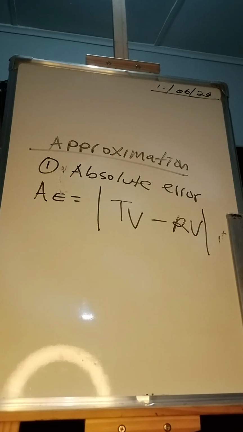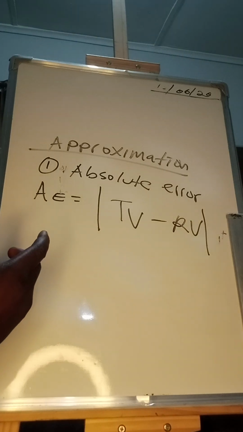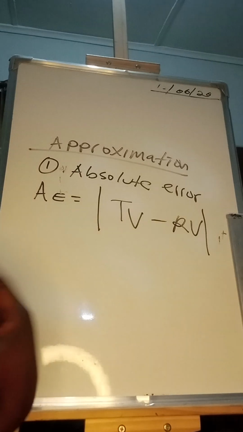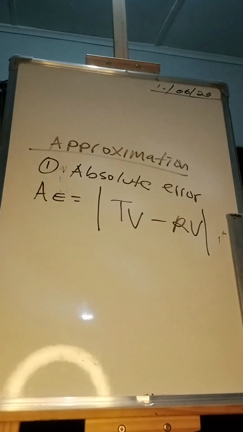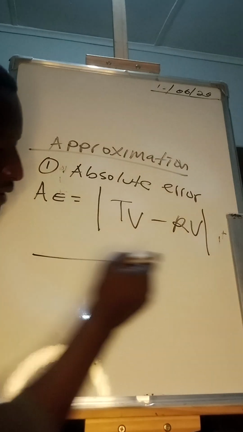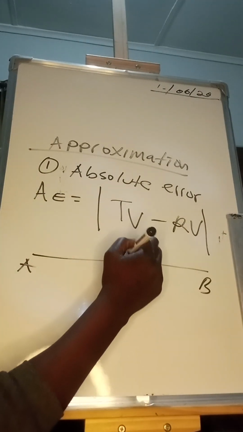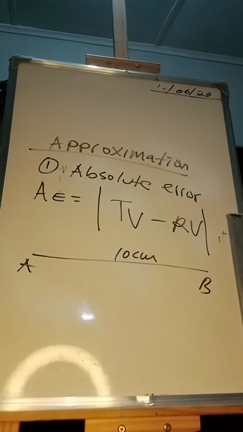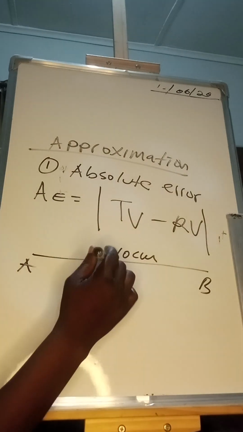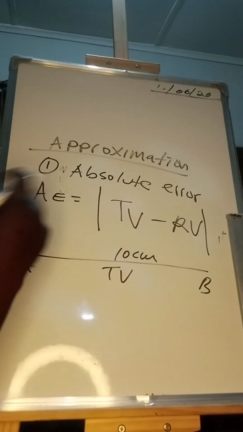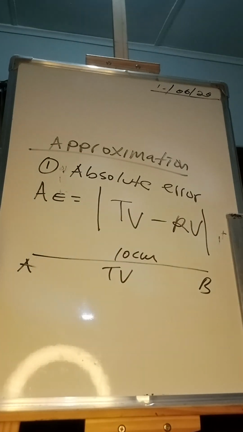When you look at the difference between the true value and the recorded value, that difference is the error that was made. For example, if we are given a line AB of 10 centimeters, this is the true value. What you are given is a true value. Then we try to measure this line once more. I can guarantee you not everyone will find 10 centimeters.